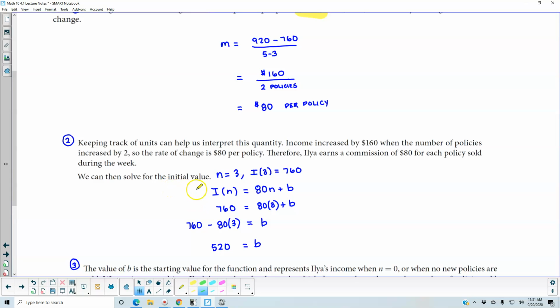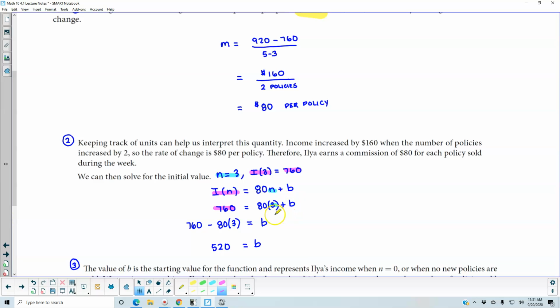We can then solve for the initial value. N is equal to 3. I of 3 is equal to 760. So what we're saying here is that if N is equal to 3, then we're going to substitute N to be 3. And we know that I of 3 is going to equal 760. So that means I of 3 is 760, and we're plugging it into the formula so that we can find out what B is going to represent.